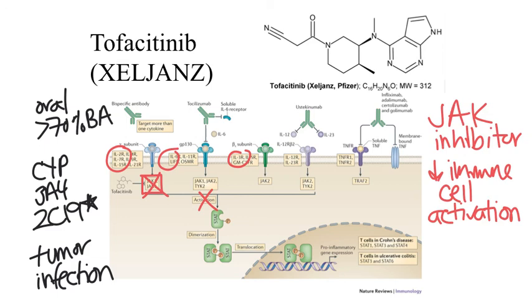A similar molecule to tofacitinib called baricitinib was recently approved in 2018 and has similar activity, mechanism, pharmacokinetics, and toxicities. There are several other JAK inhibitors in development, and these will likely come on board over the next couple of years. One thing to note with these agents is that they all end in the suffix citinib, so anytime you see citinib, you can think of JAK inhibitor.